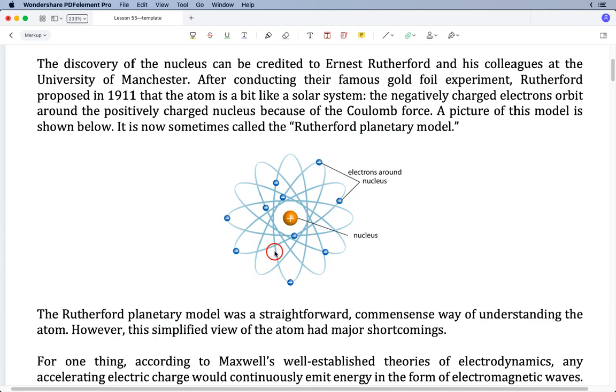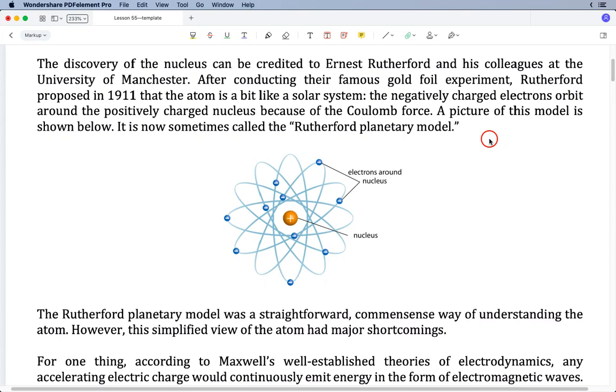electrons in orbit. So that was the thinking in the year 1911, whenever Ernest Rutherford and his colleagues did the experiment. They put forth this model, and they suggested that this is what an atom looks like. This is now sometimes called the Rutherford planetary model, simply because it's a model that treats an atom as if the electrons are like planets orbiting around a star.